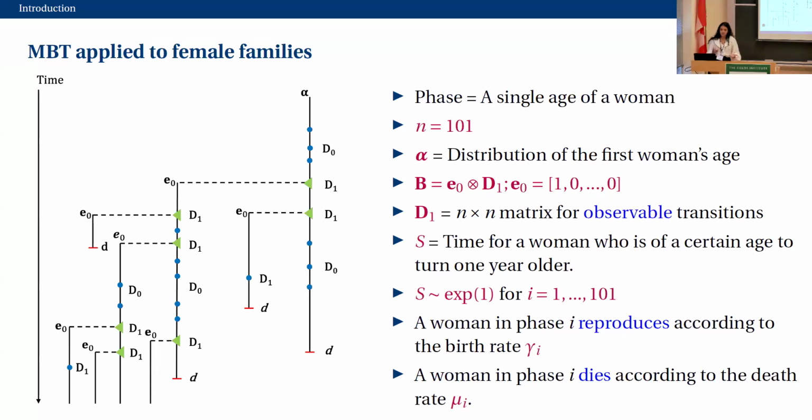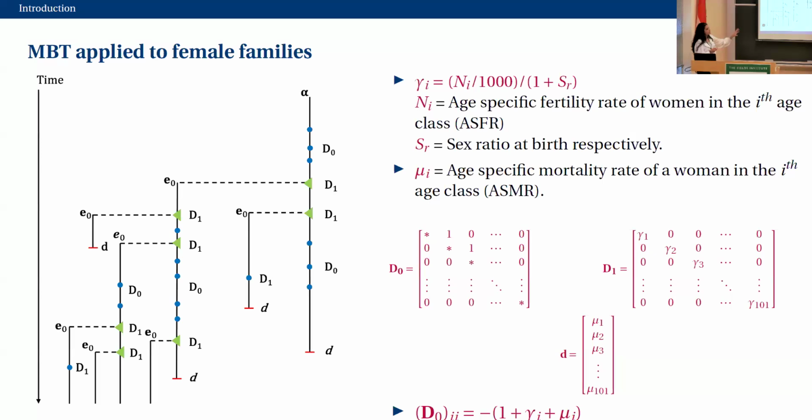But what we need to remember is now a woman in phase I or age class I will have a birth rate of gamma I, and a woman in phase I or age class I will die according to a death rate of mu I. So these birth rates and death rates, we approximate using age-specific fertility and mortality rates of a woman. But the fertility rate would be adjusted by the sex ratio at birth, because we are only interested in the birth of female children. Then we go on to define our matrices and vectors.